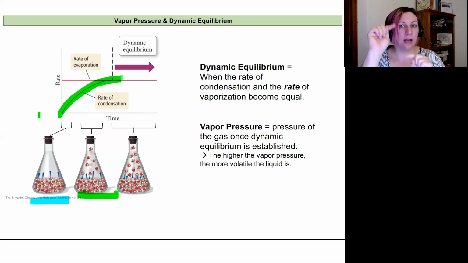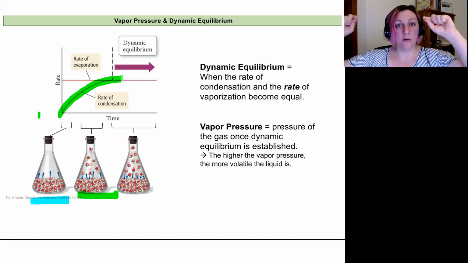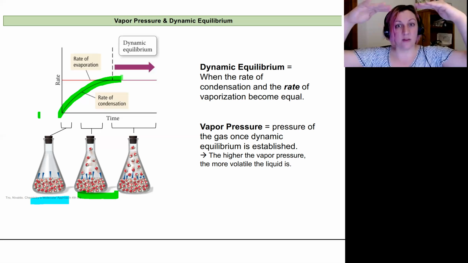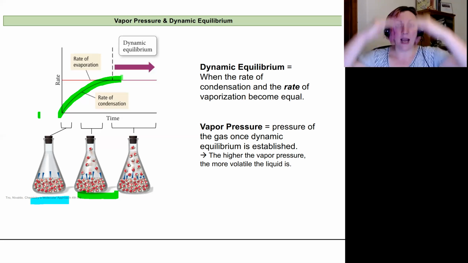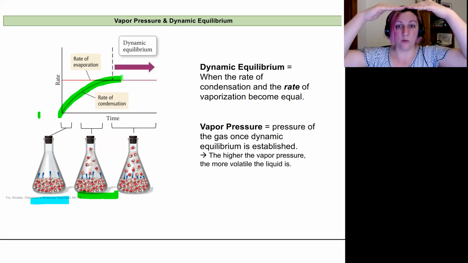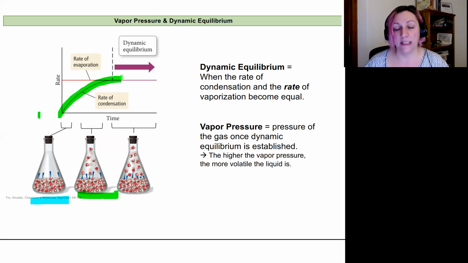Through this process, I would be seeing a change in pressure, right? It would start at 0 and it would increase and increase and increase. And then the pressure would stay the same. And that would be the vapor pressure of the liquid. And it's going to be higher the more volatile that liquid is, because it's easier for the particles to evaporate and break those intermolecular forces. And so we'll see a higher vapor pressure at dynamic equilibrium for something that's more volatile than something that has stronger intermolecular forces.